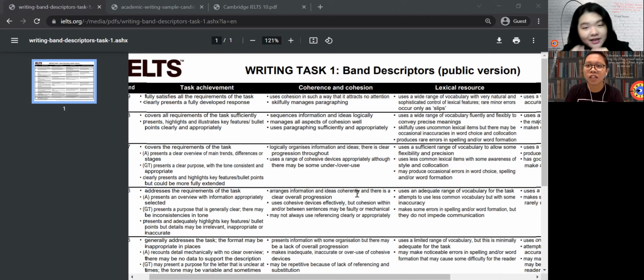Transition signals, words. Yeah. Transition signals. This also includes words like this and it, substitute words. And also about how you arrange your information, whether it's easy or not to follow it. For example, like the one you did before, you have a year, right?